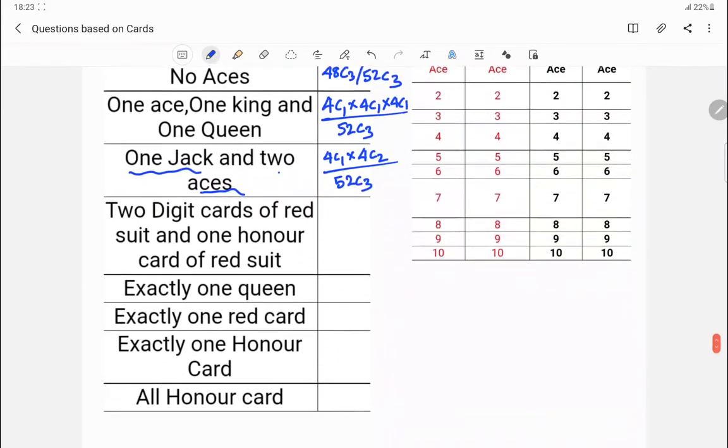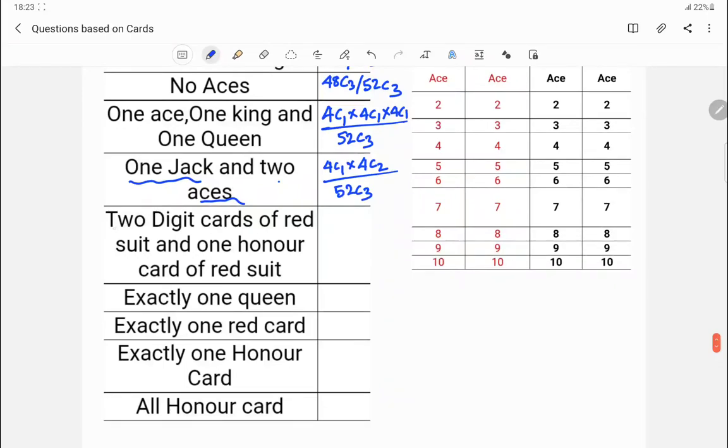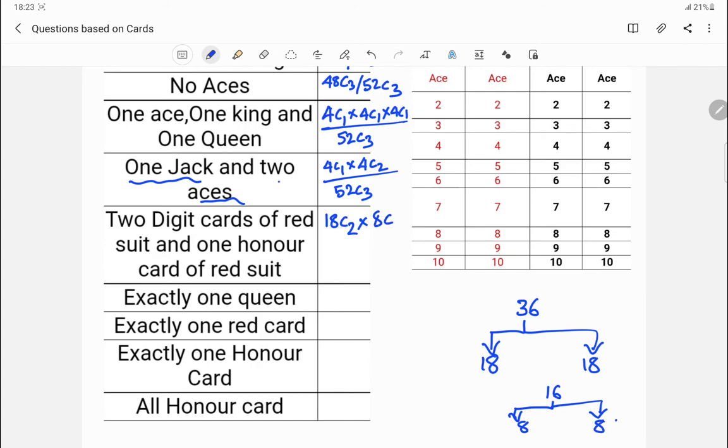Next, this question. What is the probability that you have drawn 2 digit cards of red suit and 1 honor card of red suit? Total there are 36 digit cards. So under red suit there are 18 digit cards, and under black suit there are 18 digit cards. So out of 18 I'll draw 2 digit cards, and 1 honor card of red suit. There are a total of 16 honor cards. 8 will be of red suit and 8 will be of black suit. So out of those 8 I'll draw 1, divided by 52C3.